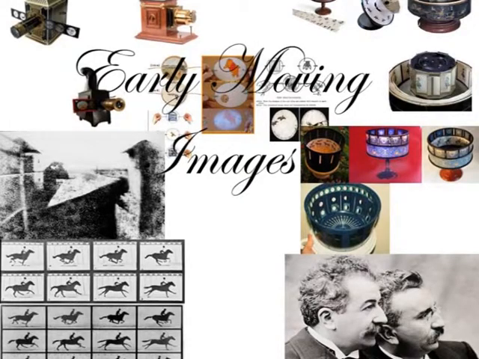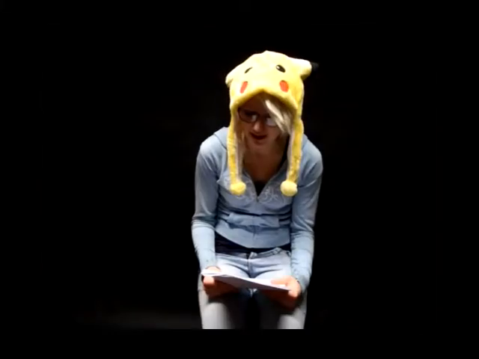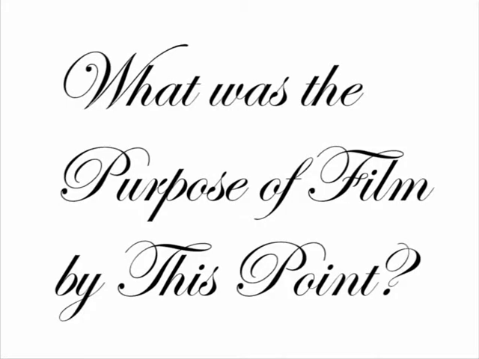So, for early moving images, we have established how film came to be, how the first animations were made, and even how photography started. But we haven't seen or heard anything about filming techniques that were used because they hadn't been invented yet. So, what was the purpose of film by this point? By this point in time, it was purely entertainment and experimenting, although there wasn't much experimenting.